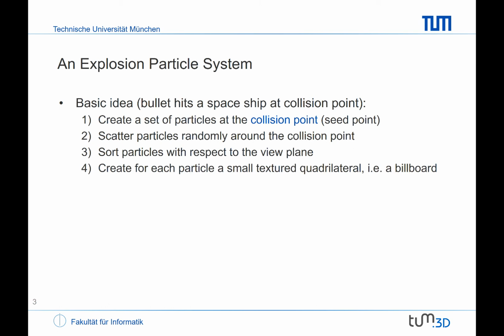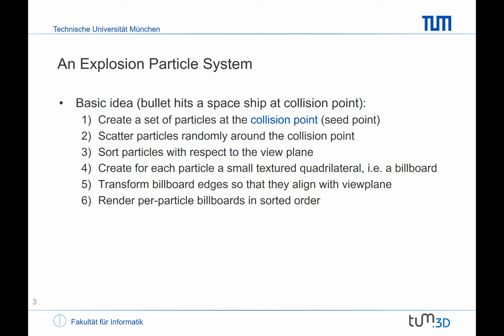We then represent each particle by a small textured quadrilateral. We call this a billboard, and then these small textured quadrilaterals are rendered, but before we can render them, they first have to be aligned so that they are parallel to the view plane. We will see later on why this alignment has to be done. Once this alignment is done, we can then render the particle billboards in the sorted order, which we have determined in step 3. We then blend the particles into the color buffer.